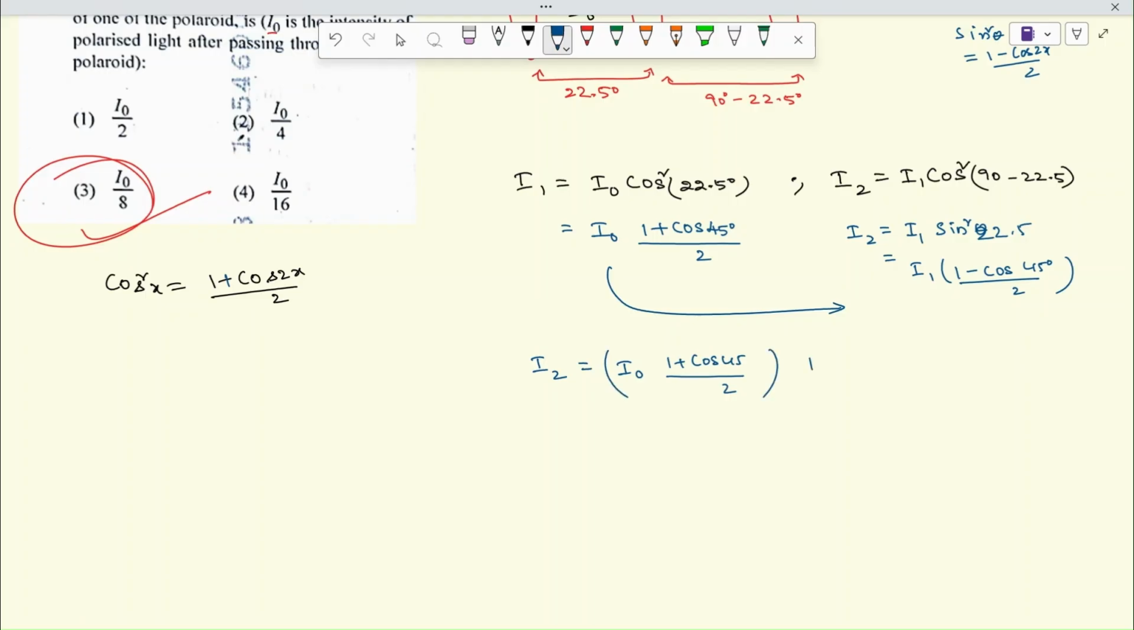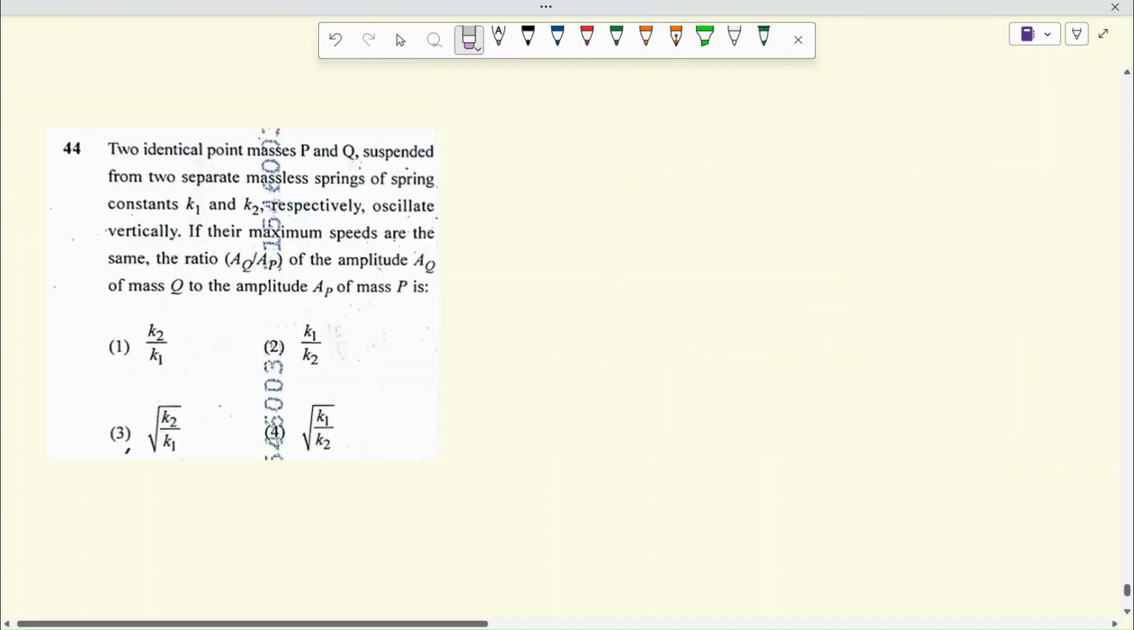into the remaining portion 1 minus cos 45 by 2, which is I naught by 4 into 1 plus cos 45, 1 minus cos 45, that is 1 minus cos square 45, a square minus b square, which is I naught by 4 into, cos 45 is 1 by root 2, square is 1 by 2, and 1 minus 1 by 2. So final answer is I naught by 8. That's all.